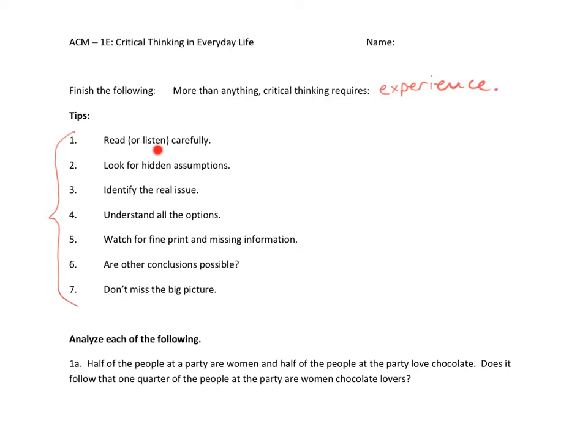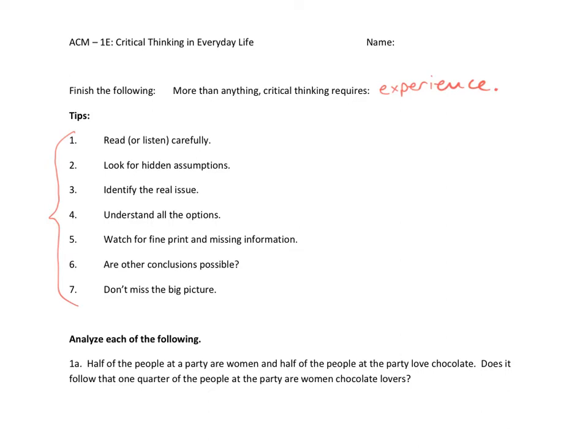So we have, you need to either read or listen carefully, look for hidden assumptions. You should identify the real issue. As you saw back with the fallacy section 1A, the real issue can get buried. Understand all the options. You can watch for fine print or missing information, and always ask questions about missing information. Ask yourself, are other conclusions possible? And finally, don't miss the big picture.